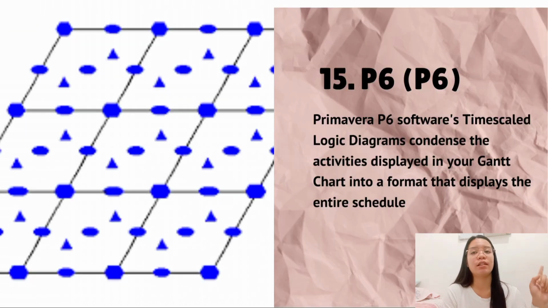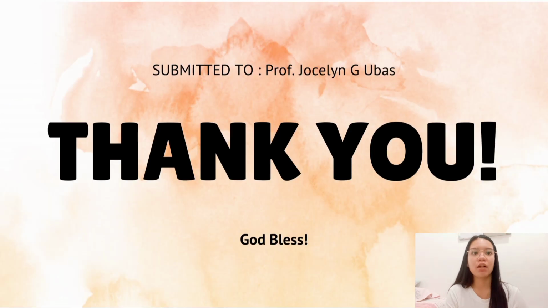The last example is P6, or Primavera P6 software time-scaled logic diagrams. This one contains activities displayed in a Gantt chart in a format that displays the entire schedule. As you can see on the top, it displays the entire pattern for you to understand what P6 is. That would be all.